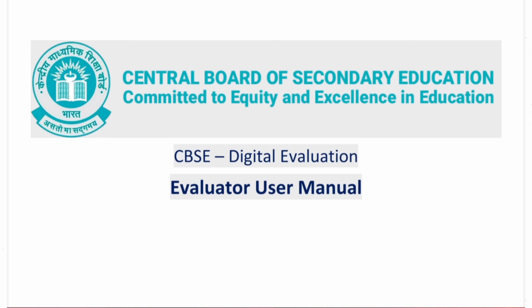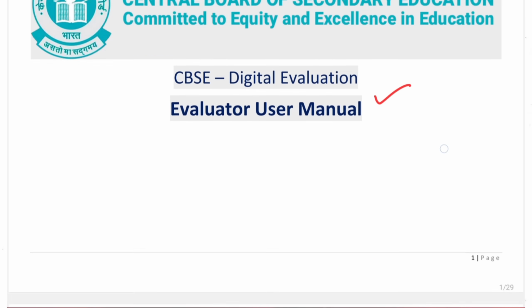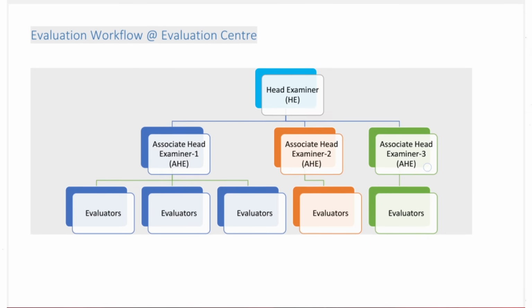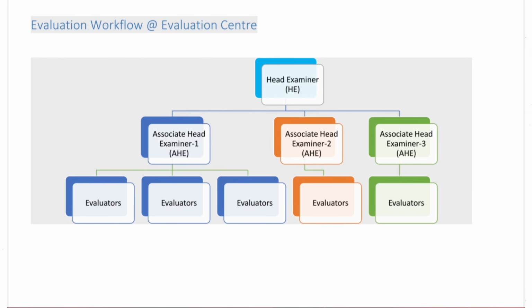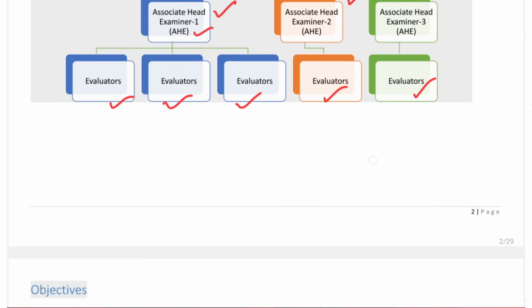So let's start. This is the official evaluator user manual which is released by CBSE. First, let us see the evaluation workflow. It's the same as last year, the only thing is the coordinators are missing. Here first we have the HE, then under the HE there will be 3 AHE, and under the first AHE there will be 3 evaluators, then under the second AHE 1 evaluator, and for the third also there is 1 evaluator.